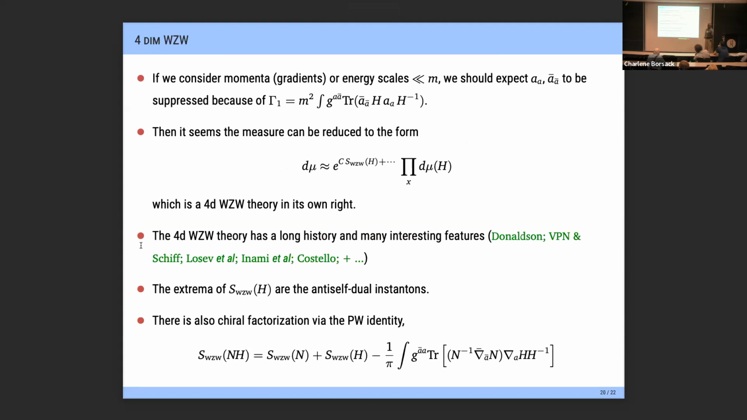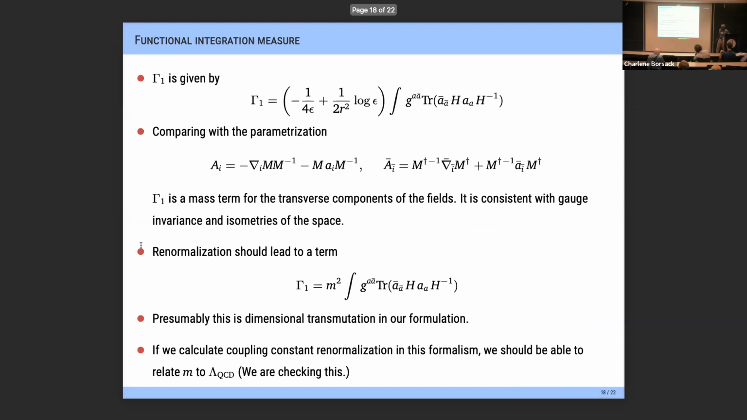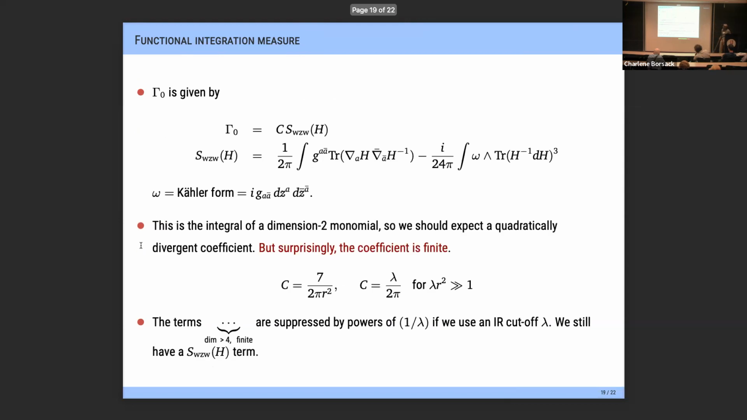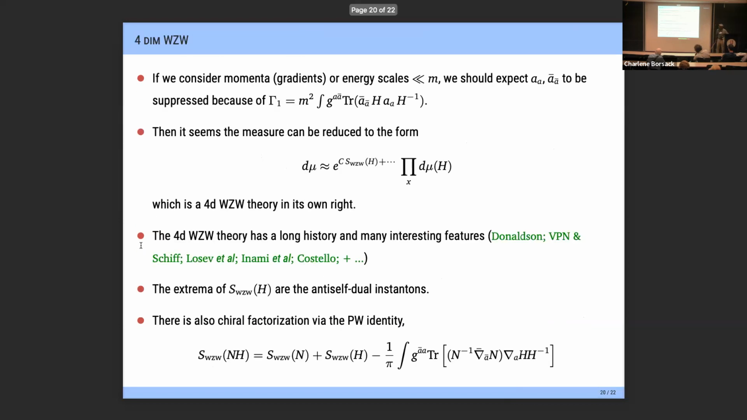And what does it really mean? We are trying to interpret this, and here is one possibility. I showed you this term, which looks like a mass term. If I look at energy scales much below m square, then presumably these transverse modes do not get excited. And then what we have is essentially the measure reduces to just this Weismann-Witten theory. It's a Hermitian matrix Weismann-Witten theory, with a finite coefficient here, and that is really kind of intriguing and interesting.